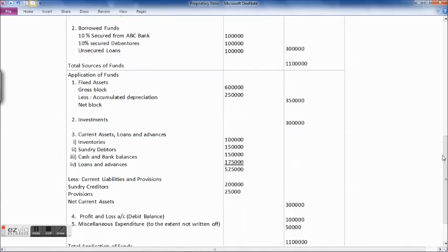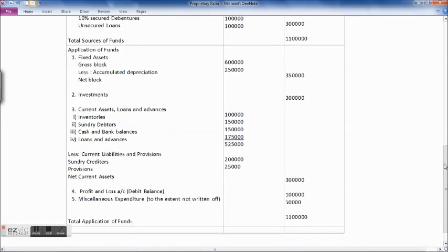Then you have application of fund. In that you have fixed assets, gross block is 6 lakh minus accumulated depreciation 2,50,000. So net block is 3,50,000. Then you have investments 3 lakhs. Then you have current assets, loans and advances. In that inventories 1 lakh, sundry debtors 1,50,000, cash and bank balances 1,50,000, loans and advances 1,75,000. So total current assets is 5,25,000 minus current liabilities and provisions. You have sundry creditors 2 lakh, provisions 25,000. So net current assets comes to 3 lakh. Then profit and loss account debit balance 1 lakh, miscellaneous expenditure to the extent not written off is 50,000.